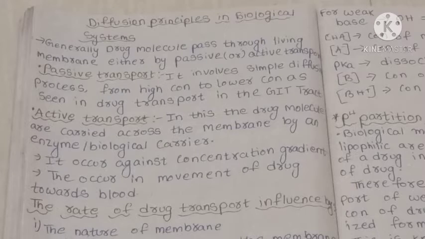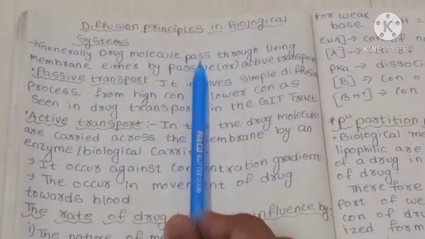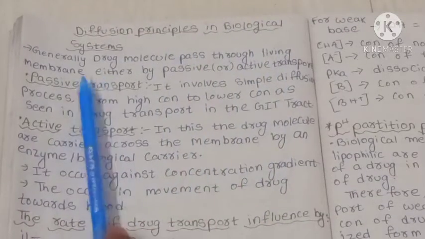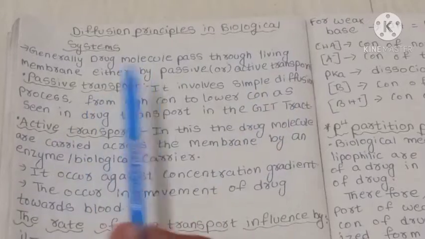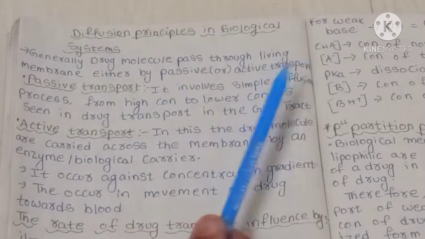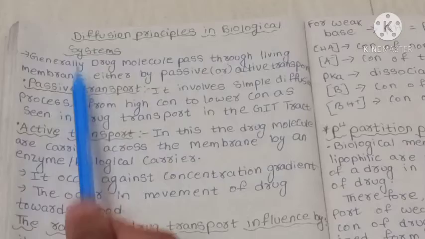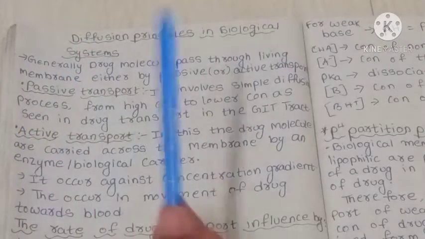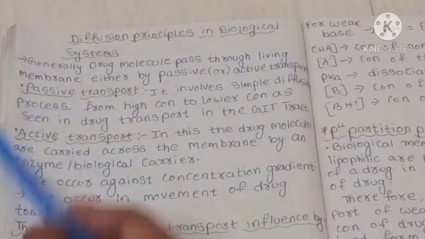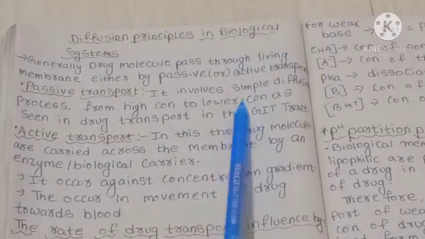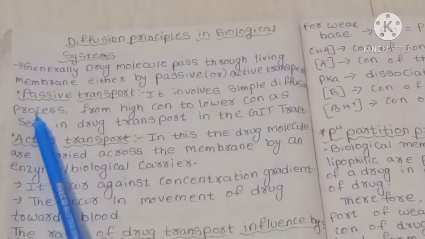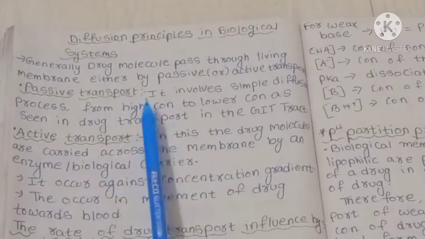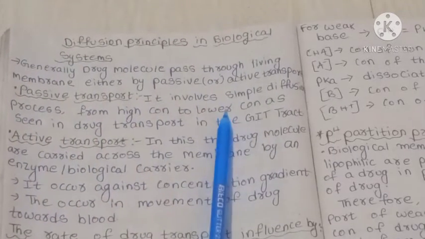Now we will go into this video. Diffusion principles in biological systems. Generally, drug molecules pass through living membrane either by passive or active transport. That means we can say drug molecule is passed through living membrane through passive or active transport. In passive transport, it involves a simple diffusion process where drug molecules move from higher concentration to lower concentration.